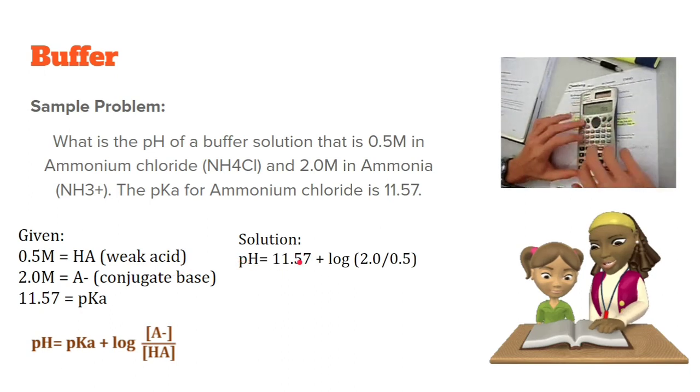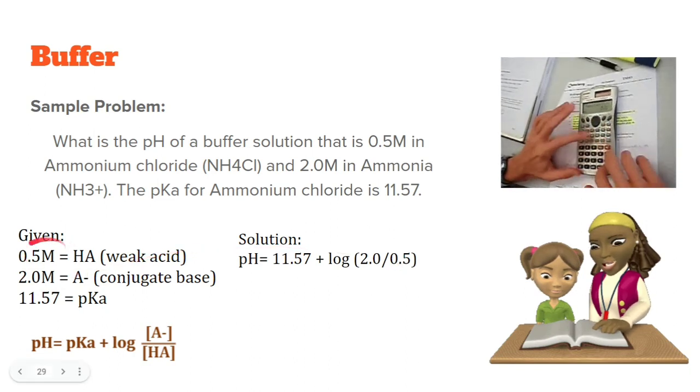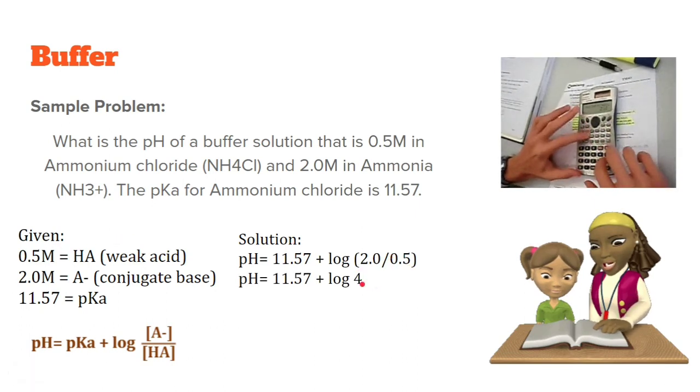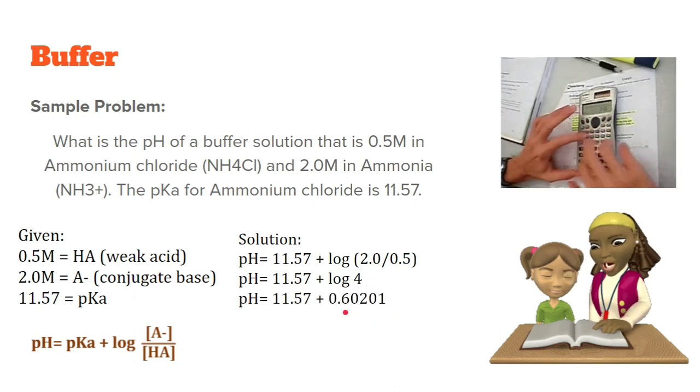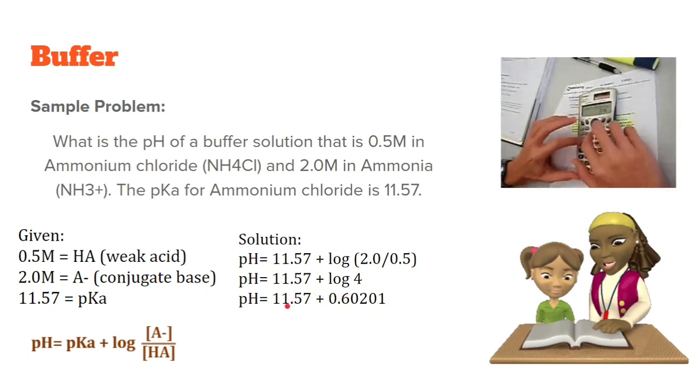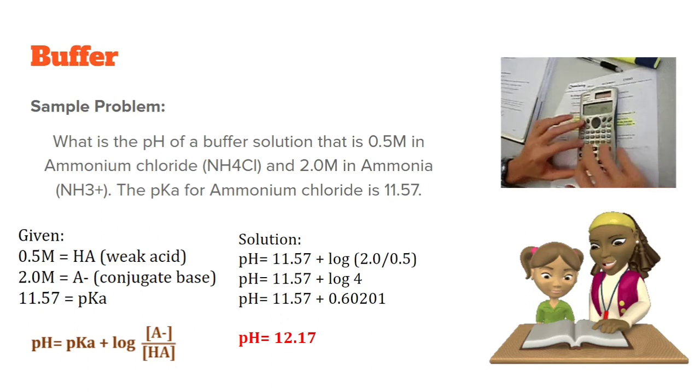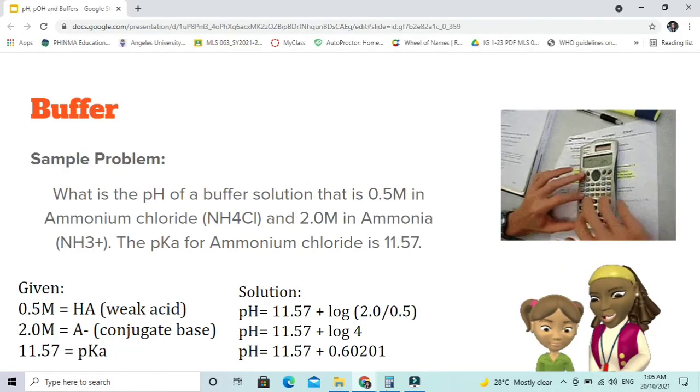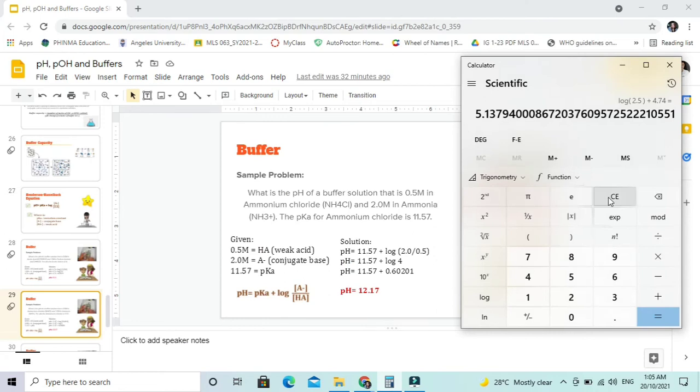pH is equal to pKa, 11.57, plus logarithm of 2.0, which is your conjugate base, divided by 0.5, which is your weak acid. Then 2.0 divided by 0.5 is 4. Logarithm of 4, try to check that in your calculator. You will have 0.6021. Just add 11.57 plus 0.6021. You will now have an answer of 12.17. Sige, follow along with ma'am in doing this on your calculator.